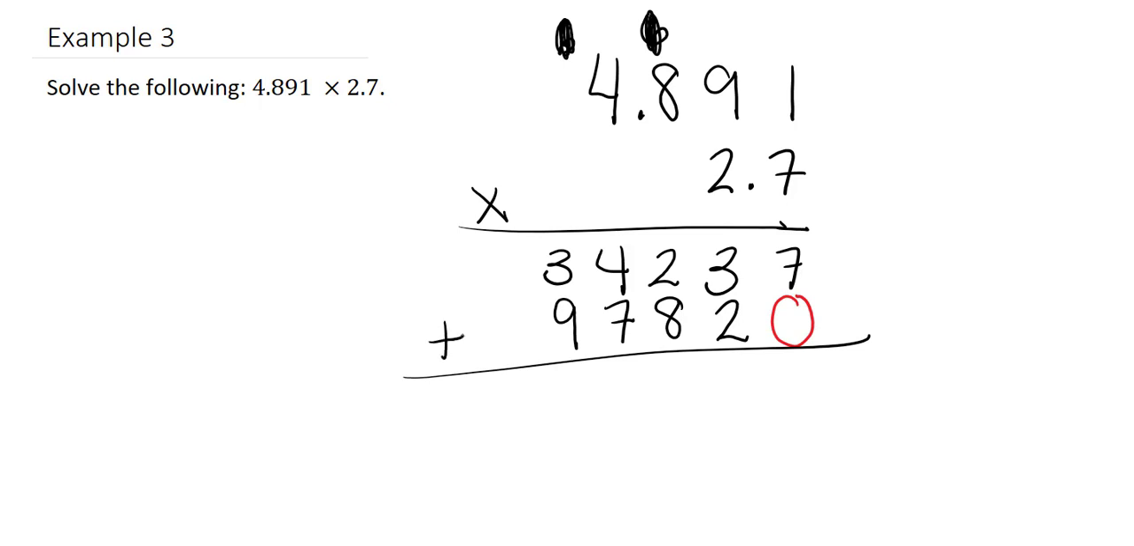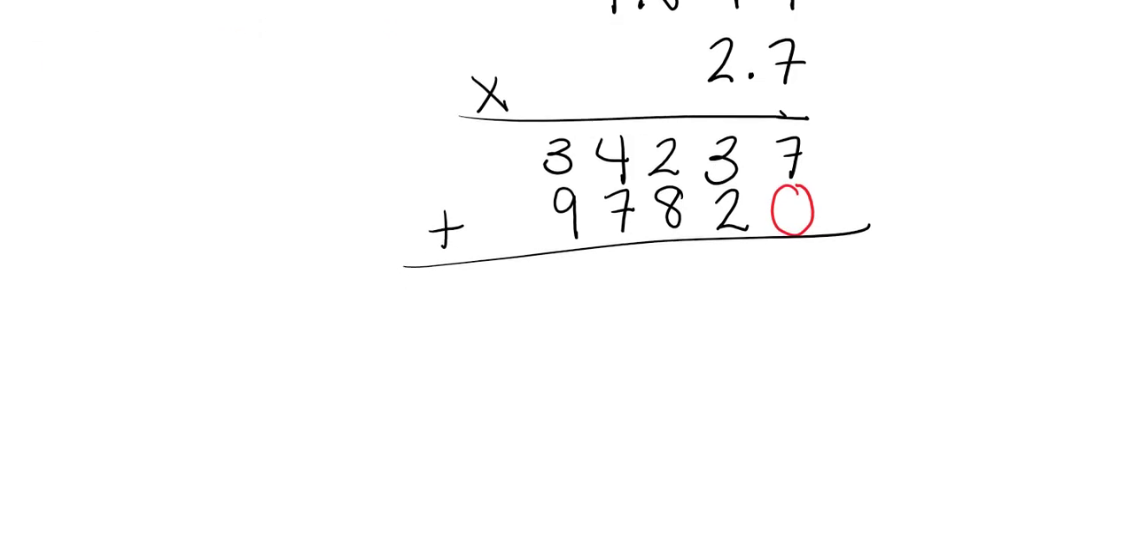Now we can go ahead and add, because we're done multiplying. So 7 plus 0 is 7. 3 plus 2 is 5. 2 plus 8 is 10. Carry the 1. 1 plus 4 is 5 plus 7 is 12. 2 below, carry the 1. 1 plus 3 is 4 plus 9 is 13.